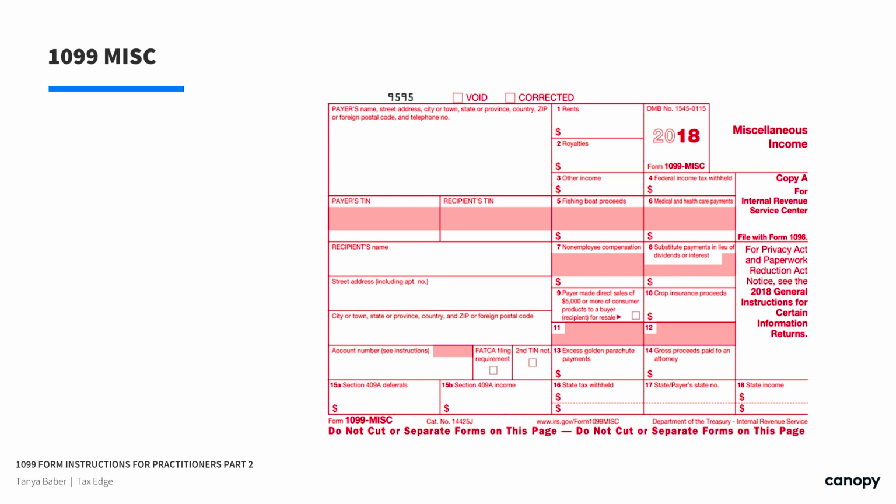So let's go into some of the details now about these different boxes. Box 1 reports rents from real estate over $600 on the 1099 miscellaneous. That could be real estate rentals for office space, but don't report if you're paying a real estate agent or property manager, because they're supposed to report that rent paid to the property owner instead. So if you're paying rent to a real estate agent or property manager, you don't have to worry about this.